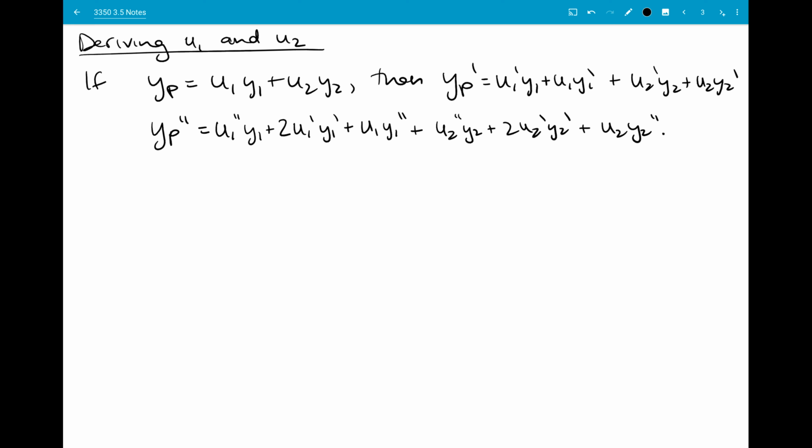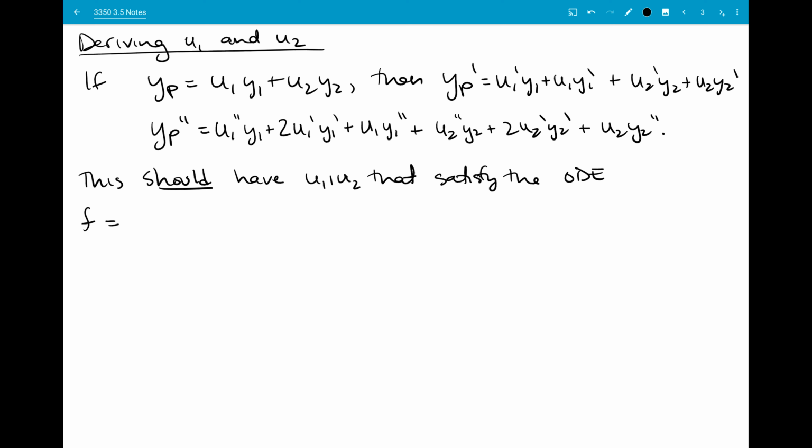But what we want is for this to satisfy our differential equation. So this should have u1, u2 that satisfy the ODE. So what we're going to want to have is that f was equal to yp double prime plus p times yp prime plus q times yp. And I'm going to plug in my functions and see what happens.